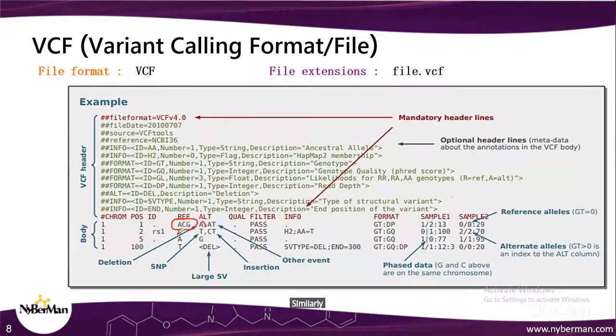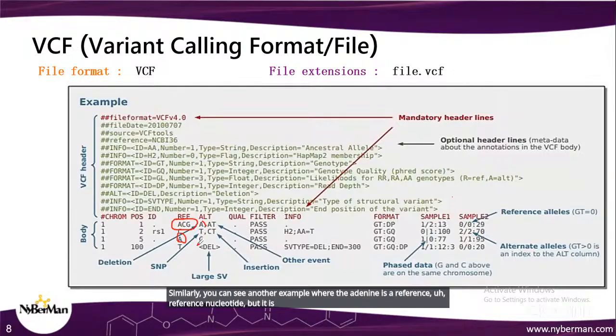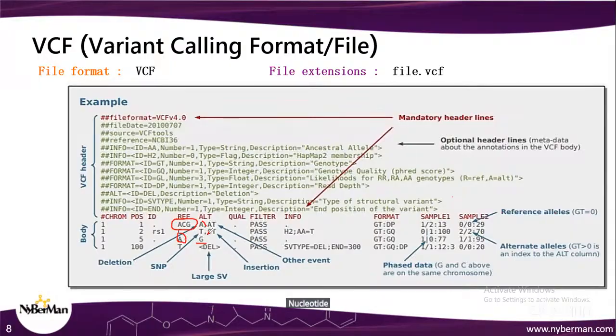Similarly, you can see another example where adenine is the reference nucleotide, but it is altered to G, that is guanine, right? So this is called a mutation, where the reference or the actual nucleotide is changed to another nucleotide, which should not be there in normal human samples who are functioning normally without any disease.